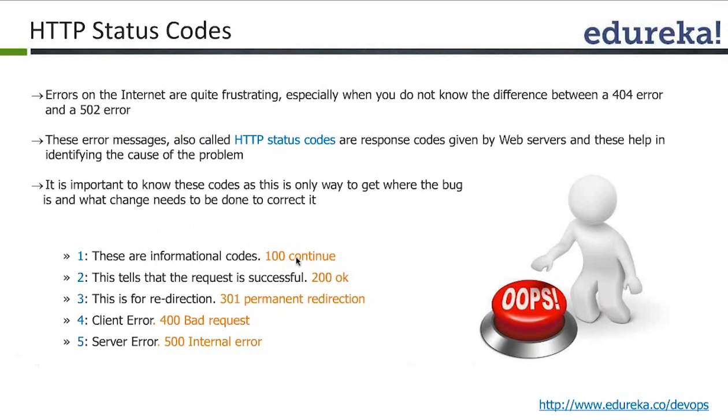The information codes, 100, means continue. That means it's just an informational code. If it's 200, that means the web page has been downloaded and there's no problem. If it's 300, that means it's redirecting you to another place. If it's 400, that means that URL does not exist. And if it is 500, I think if you've been developing any applications, you would have noticed this.